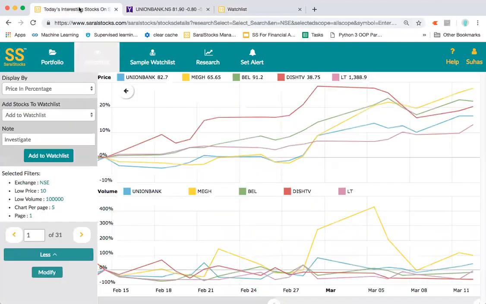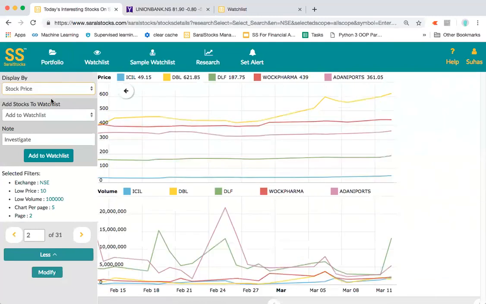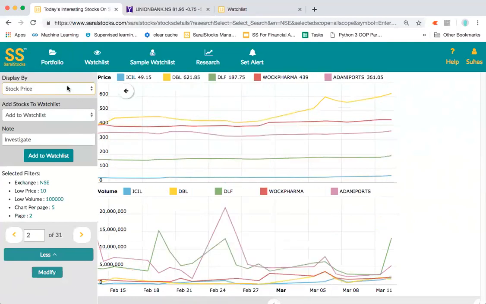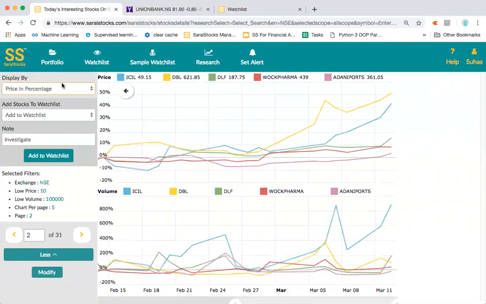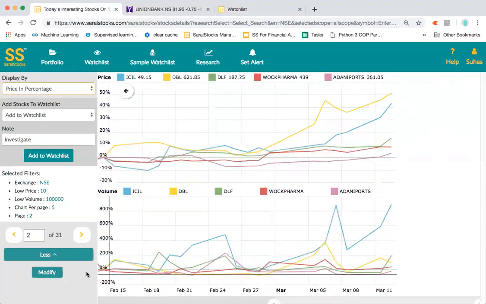Now, we can keep navigating this further to the next pages and so on. We can look at the charts with the actual stock price, which means this is the current actual price of the stock, or the percentage gain from the starting point here, which is Feb 14 and 19, which is about a month duration now here.